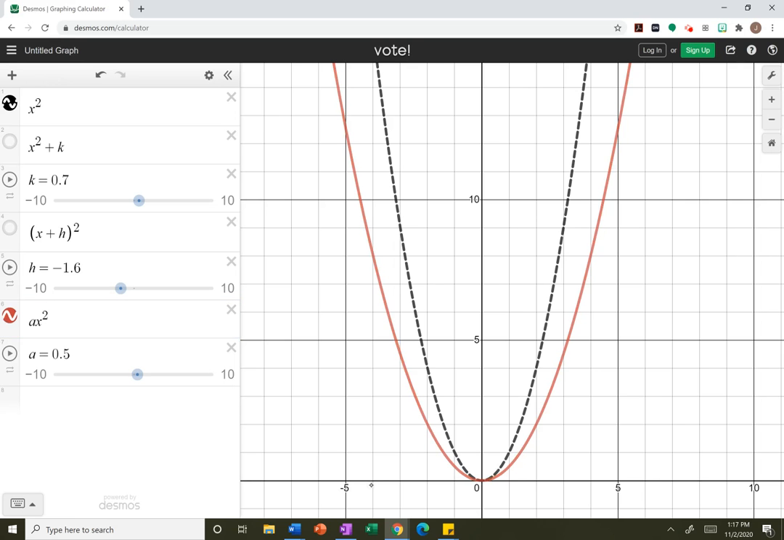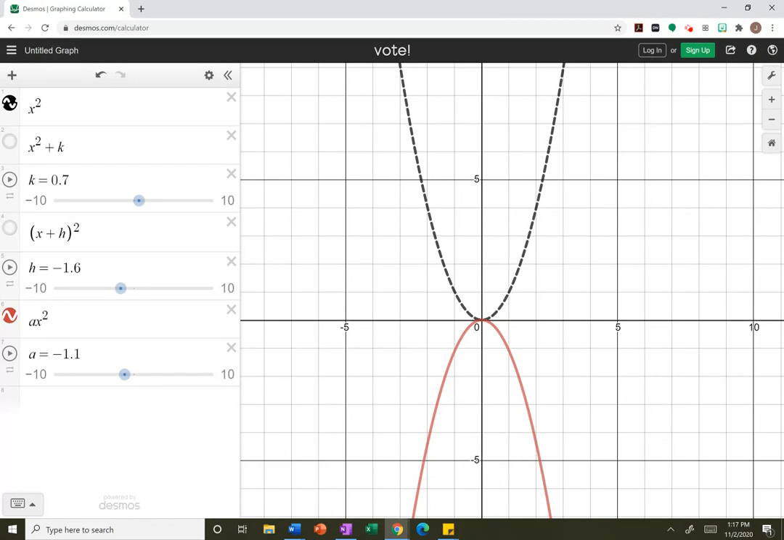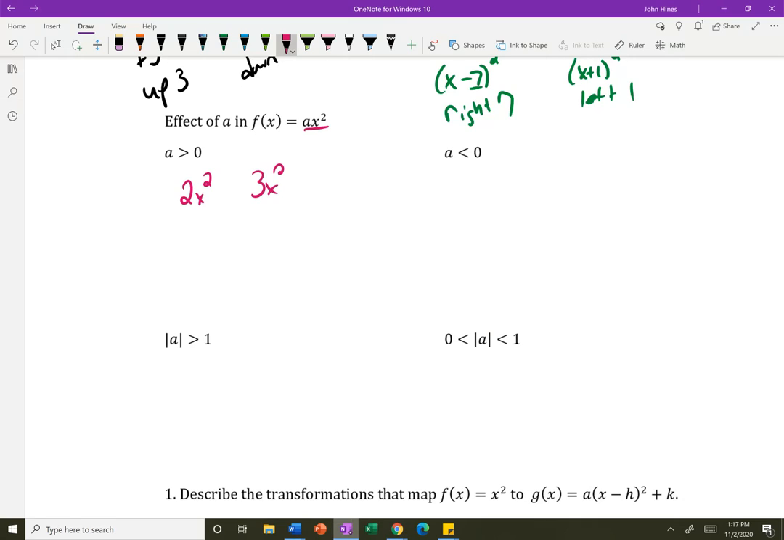What if I go negative? If I go negative, boom. What transformation occurred? A reflection over the x-axis. So the stretching and scaling still happens, but that negative just tells me a reflection occurred. So if A is positive, nothing really happens. If A is negative, if that number out front is negative, a reflection over the x-axis occurs.